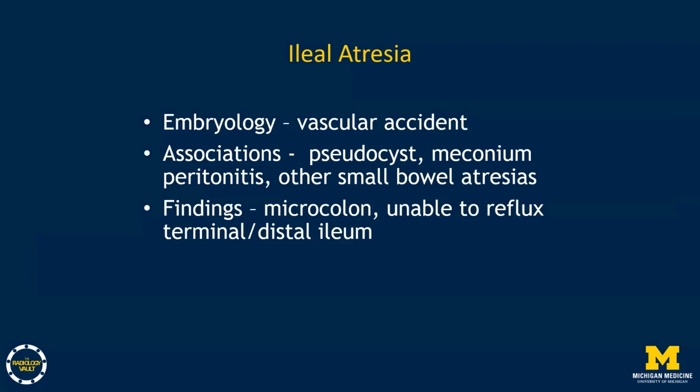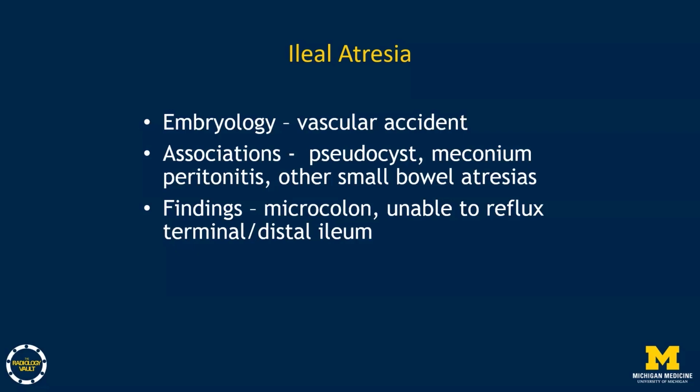Finally, ileoatresia. Now, it is believed that embryologically this is related to an in utero vascular accident that leads to injury to the bowel and an atresia that forms. It is associated with potential, because it's a vascular accident, with potential perforation and therefore pseudocyst formation, meconium peritonitis, and there can be other small bowel atresias. As I mentioned earlier, the patient with jejunal atresia, distal ileoatresia, and multiple atresias in between.